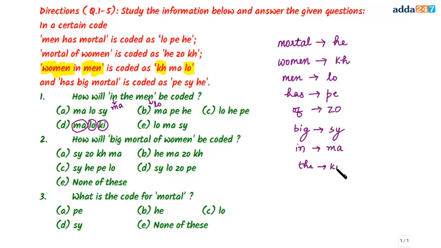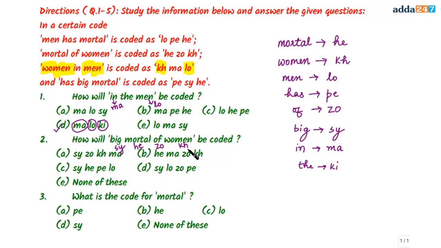The will correspond to KI, and D is the correct option. Let's move over to the second option. Here we will have how will big model of women be coded as. So big we already know corresponds to SY, model corresponds to HE, of corresponds to ZO, and women corresponds to KH.